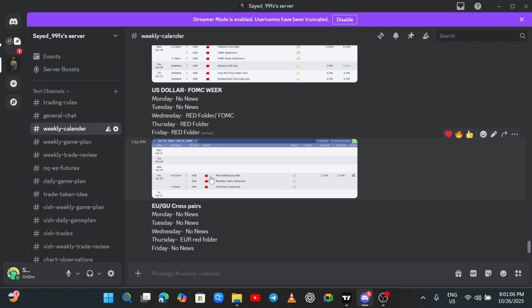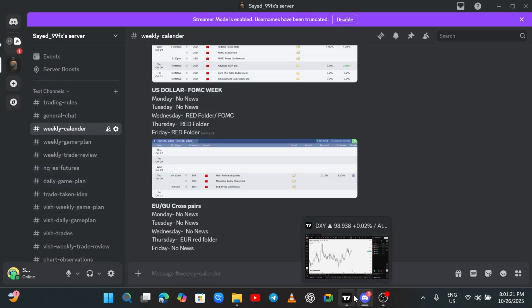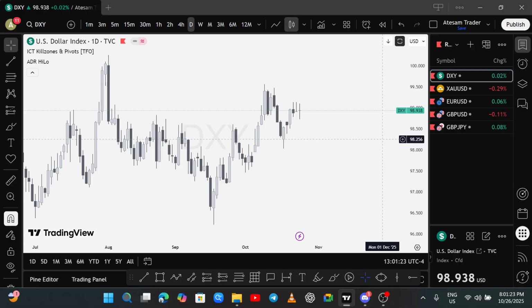And what about Euro and GBP? This is a quite slow week because we have only Euro news on Thursday. So we'll stay cautious and we will trade according to the price action. Okay, so let's come to the chart.